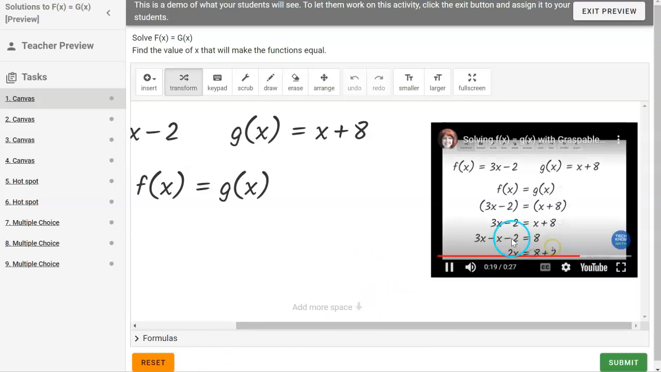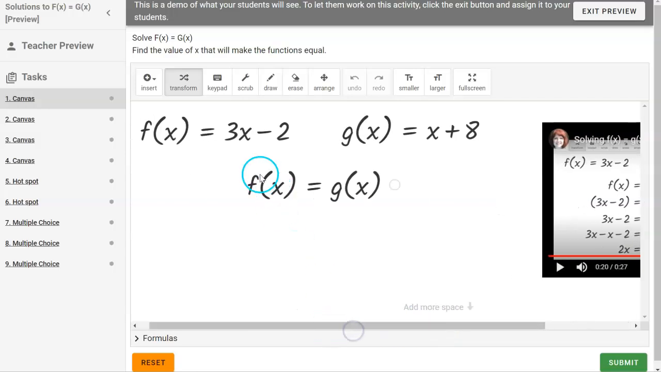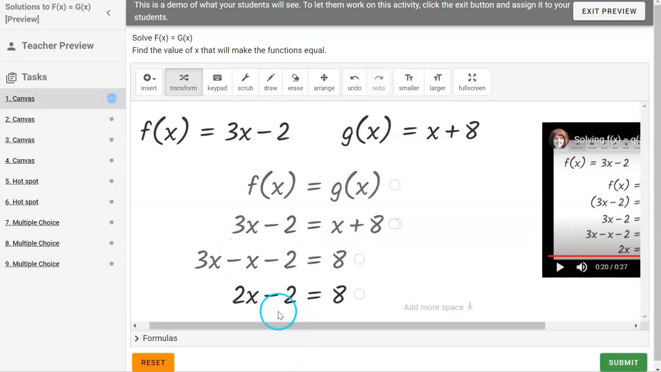And anyway, that's the video, so I'll let y'all watch that. But it shows you how to do it. You're basically going to grab this F and put it here, and you put this G here, and then you work it out. Like I would subtract x from both sides, so I'm going to do that first. I'm going to add the 2 to both sides. I'm going to divide both sides by 2. So I now know my x is 5, and that's the answer.